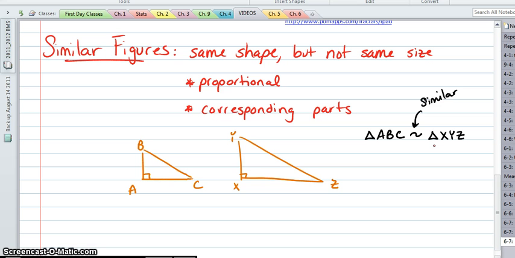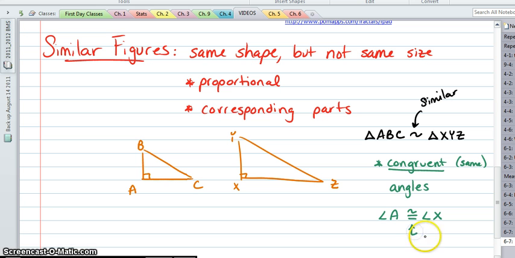Okay, so let's take a look at their angles. Similar figures have congruent angles. Congruent means the same measure. So I could say angle A is congruent to angle X. And that's a new fun symbol as well. That means congruent.